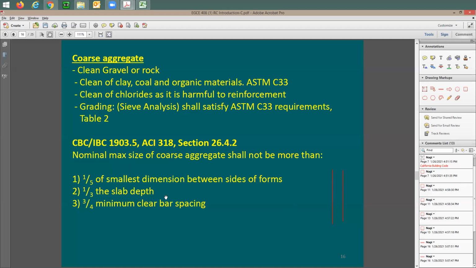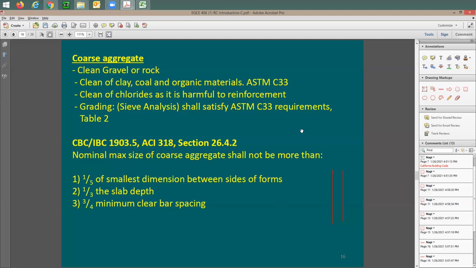So what does it mean by that? Let's say the slab thickness is 8 inches. Divide this by 3. You're going to say 8 divided by 3 is going to be, let's say 2.8, 2.7 inches. This is going to be the maximum aggregate size. Also, it cannot be more than 1/5 of the smallest dimension between sides of forms.